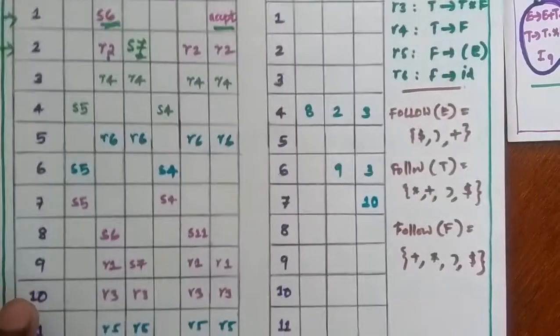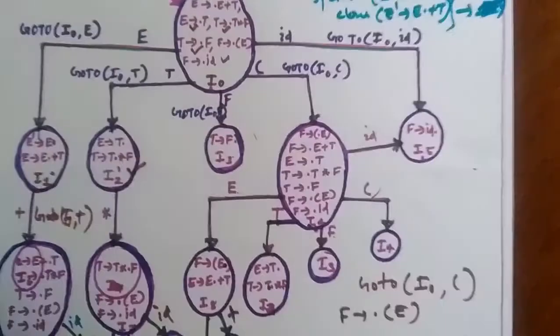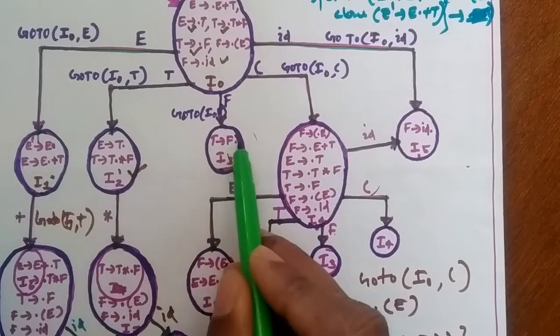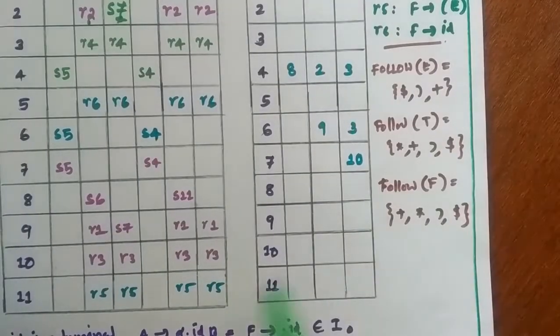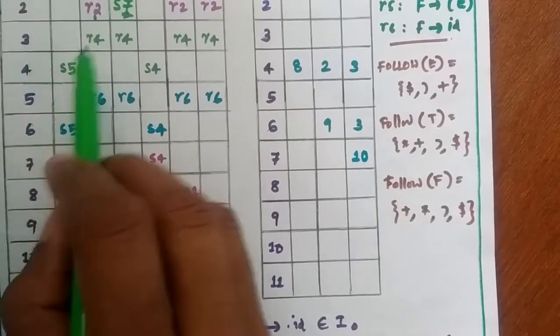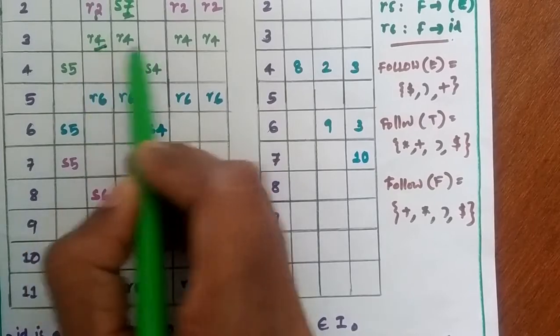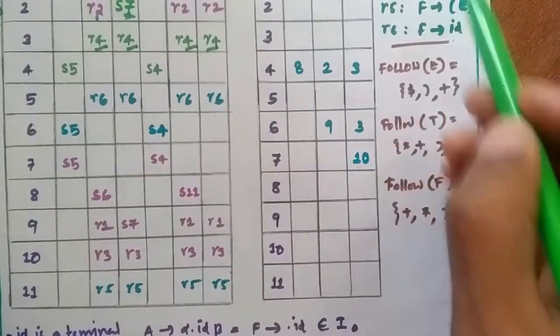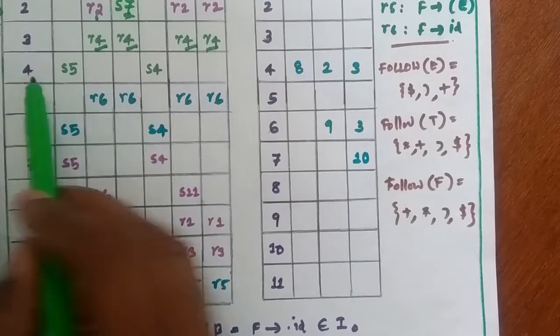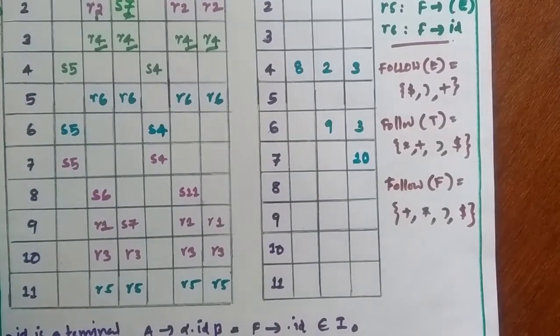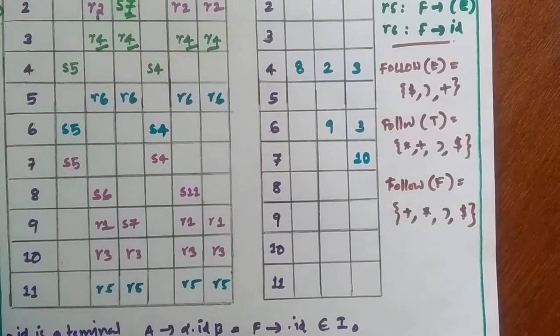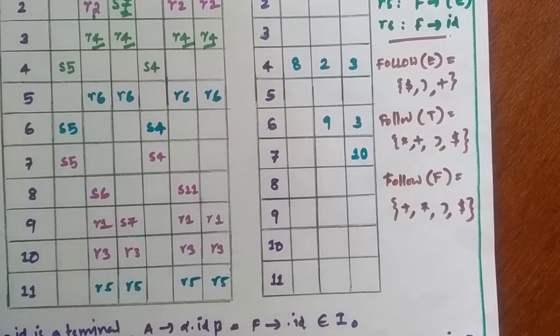Then state 3 is T gives F dot. Similarly, as we did in state 2, we have to compute the follow of T. Then we need to add all the rules R4, where R4 is T gives F. So by continuously considering each and every state and applying rules A, B, C, D, you can fill all the entries of this action table. Some cells are empty, so those cells we will keep as error entries.